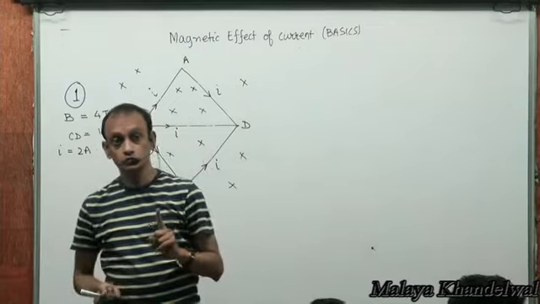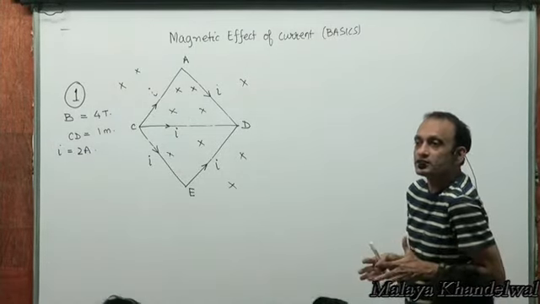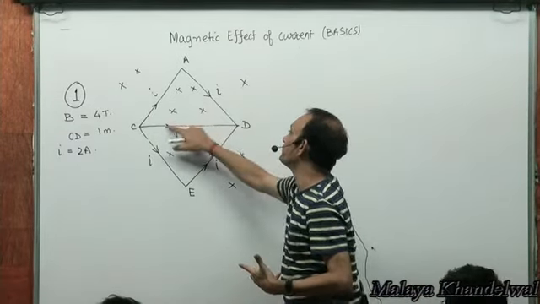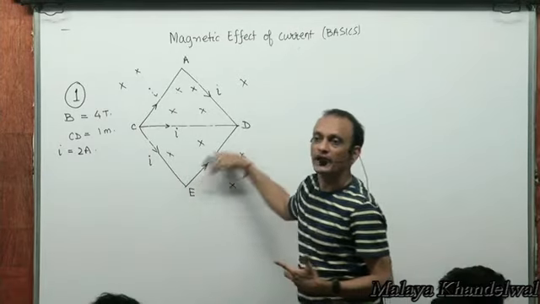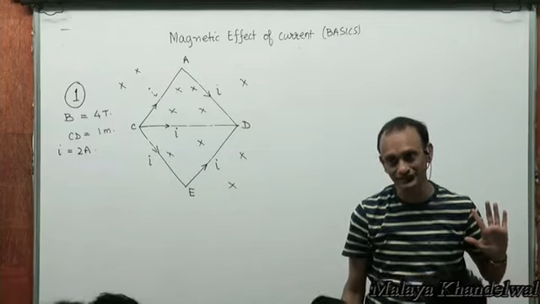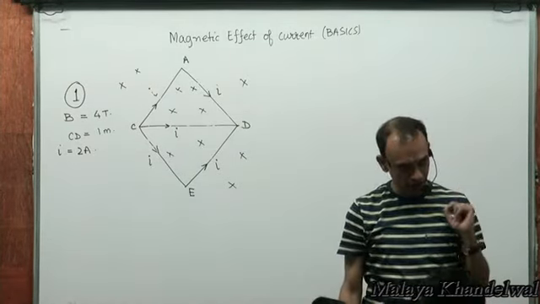Now, one way to do it, a very shoddy way, is to compute the force on every element. Every side, I compute the force and I do a vector addition of that. That's one way to handle that. That's extremely shoddy.